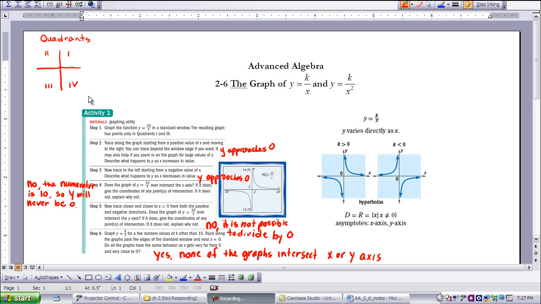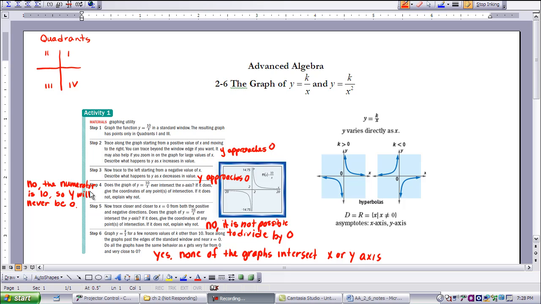Alright, let's take a look at your findings from the activity. You were to graph the equation y equals 10 over x in a standard window, and you notice that the graph appears in quadrants 1 and 3. You are asked to explore what happens when your values for x increase. As you trace along your graph, as your values for x increase, you get closer and closer to the x-axis, so your value for y is closer and closer to 0. When we look at our negative values, the smaller those values get, once again, the closer your y gets to 0.